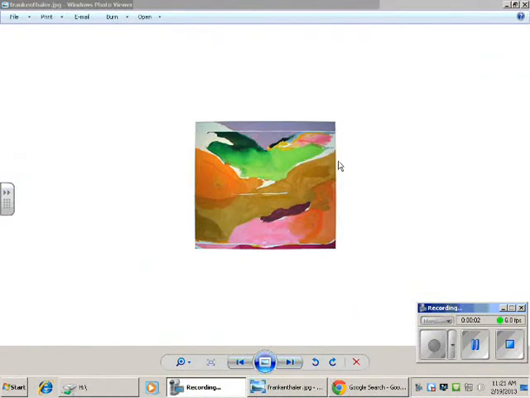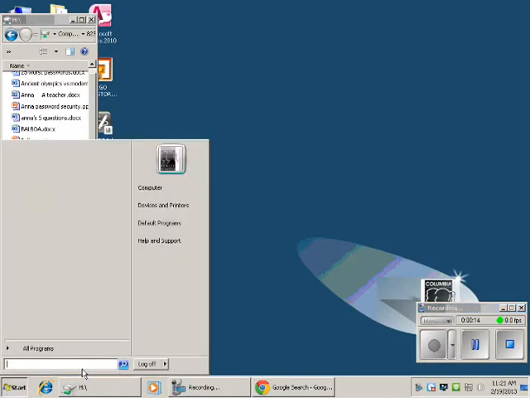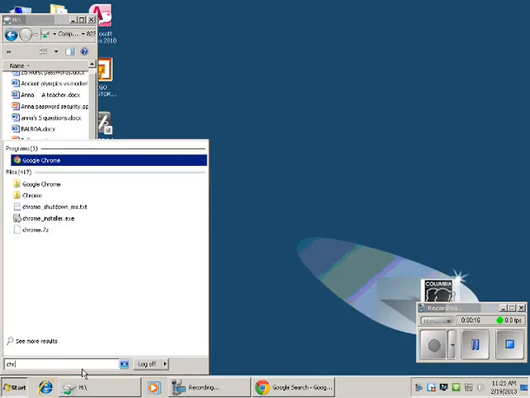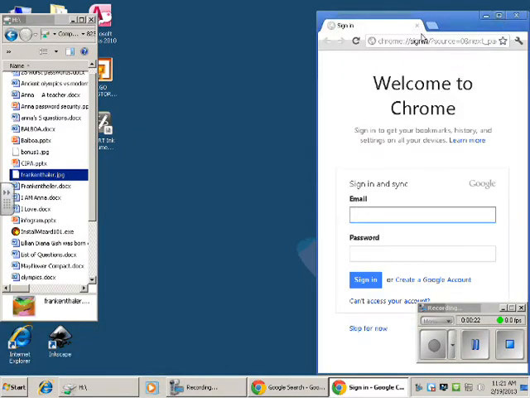So I was told to find this image, and so I went to Internet Explorer, and I realized it's limited, so it wasn't going to work. So then I went to Chrome. And I clicked on it, and this came up.